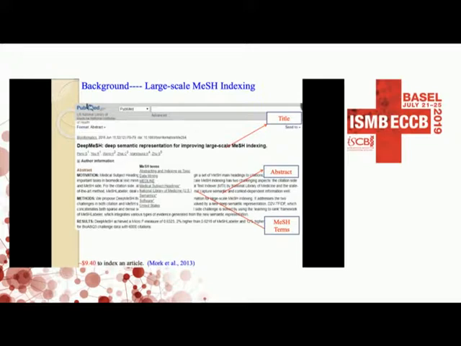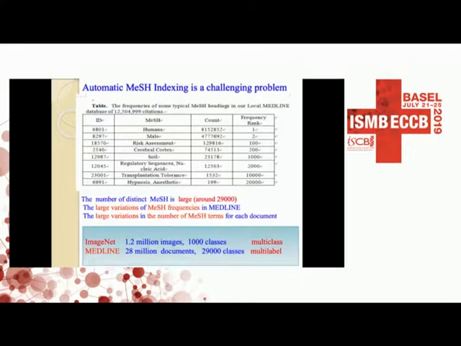At the National Library of Medicine, a lot of curators do the manual indexing, and the cost is very high. Actually, there were more than 100 curators until 2016. So one question is how to use automatic MeSH indexing to help people index the MeSH. But MeSH indexing is a very difficult, challenging problem, for a lot of reasons.